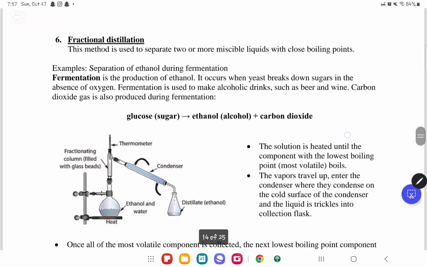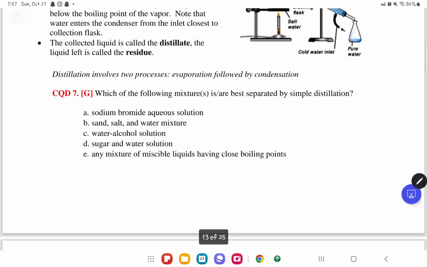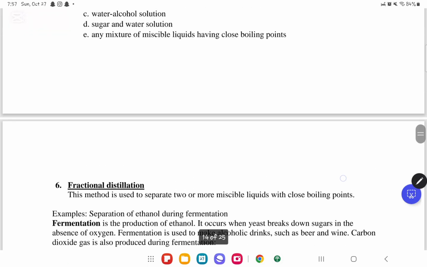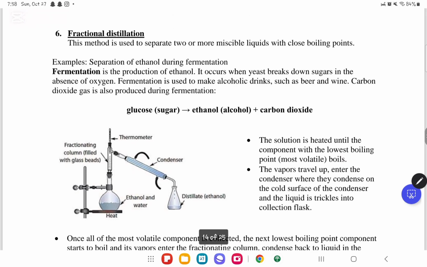So now we're gonna go to fractional distillation. This is a way to separate what? To separate water and alcohol, or any mixture of miscible liquids having close boiling points. So if we go down, they say the same thing over here, which is this method is used to separate two or more miscible liquids with close boiling points. Example, the separation of ethanol during fermentation.